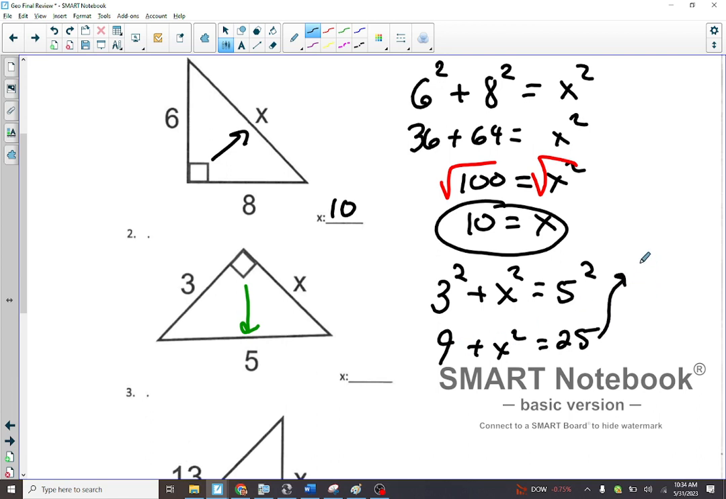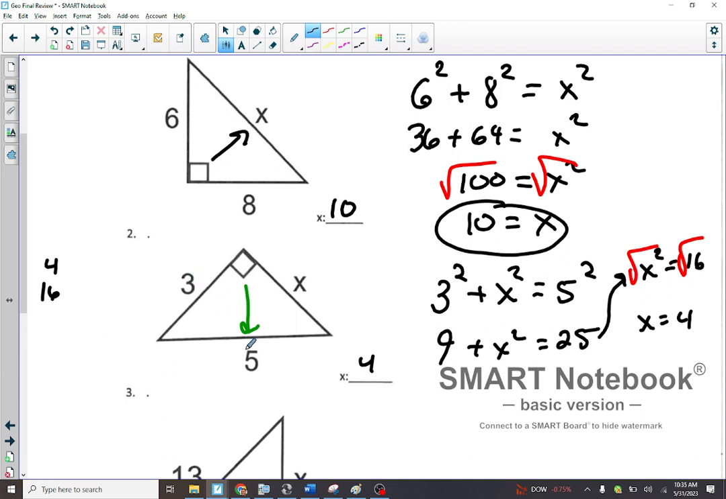Subtract 9 on both sides. x squared equals 16. Remember, 16 is not your answer. Square root both sides. x equals 4. So if this was a multiple choice question, 4 would be one of my options, and 16 would be my other option.